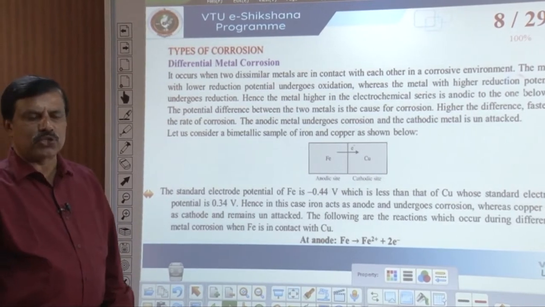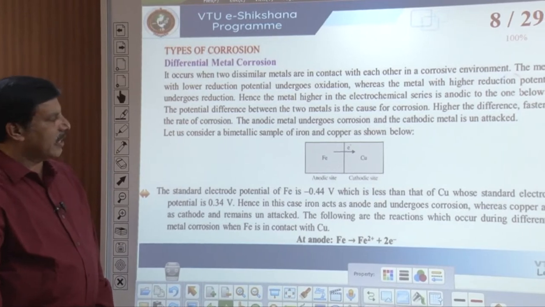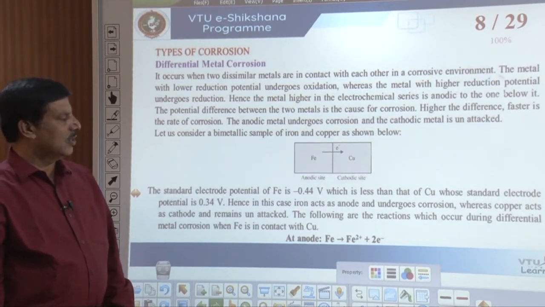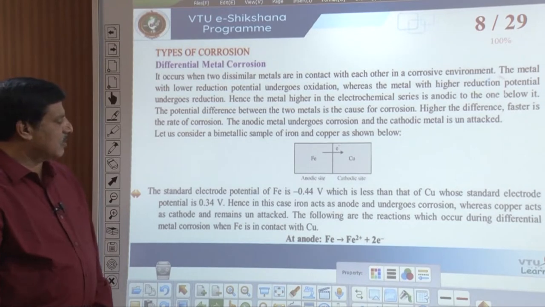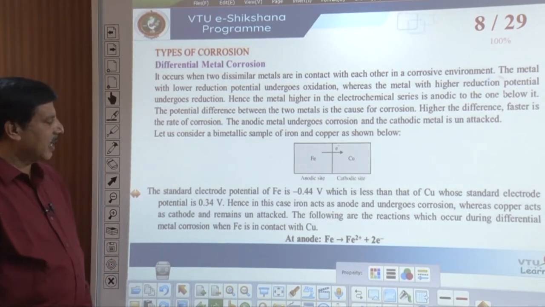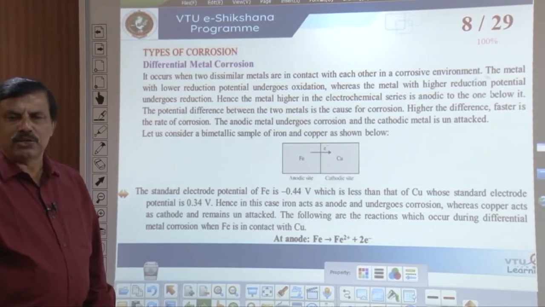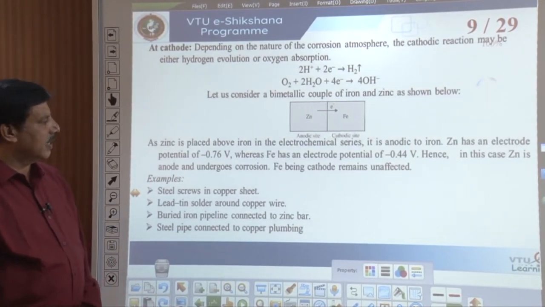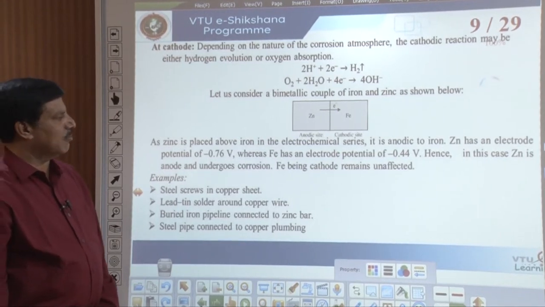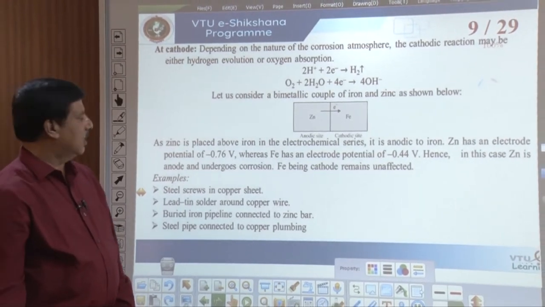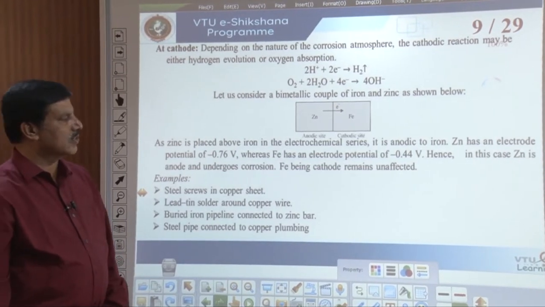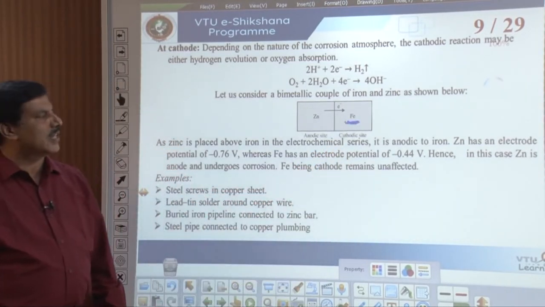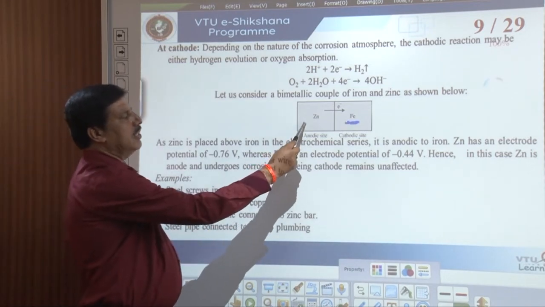Then different types of corrosion. First, differential metallic corrosion, by taking the example of iron and copper. Iron has a lower electrode potential with respect to copper, minus 0.44 and plus 0.34 for iron and copper respectively. Hence, in this case, iron acts as an anode and undergoes corrosion. By taking another example, zinc with respect to iron: zinc has a lower electrode potential, minus 0.76 volt, and iron minus 0.44. Hence iron behaves as cathode here, whereas in the previous slide iron behaves as anode.